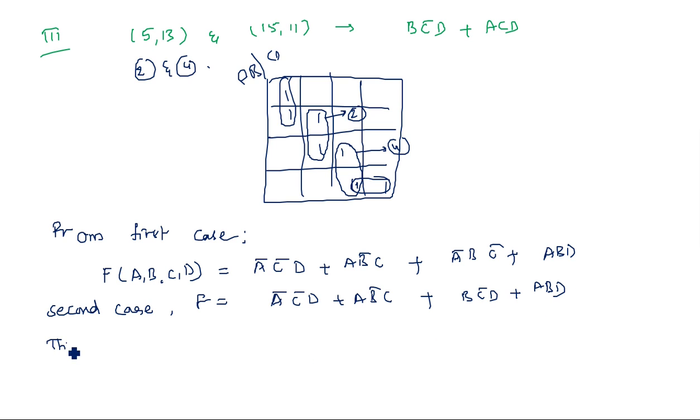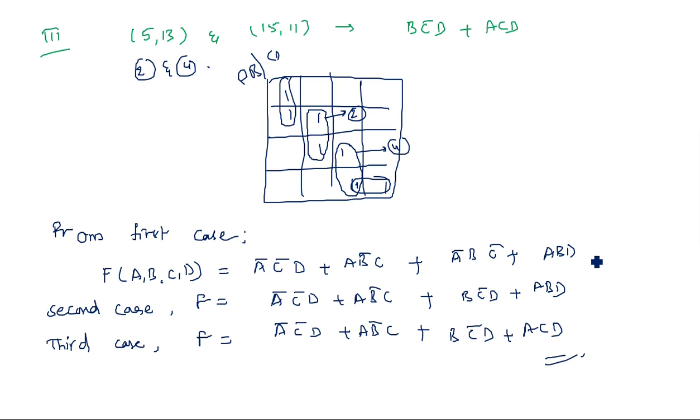And from the third case, F is equal to, first two are common, A bar C bar D plus A B bar C plus, what is the third case here? BC bar D plus ACD. Hope you understand. See, you can take either this one or this one or this one. These three are correct. You can take only one. So when you are going for the selection of a particular prime implicant, that is known as selective prime implicant. This is what? Prime implicant, essential prime implicant, selective prime implicant, and redundant prime implicant. Thank you.